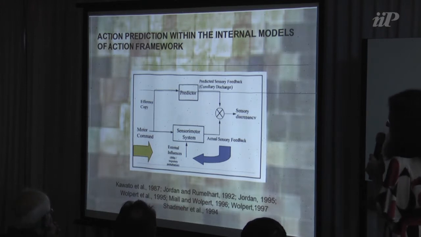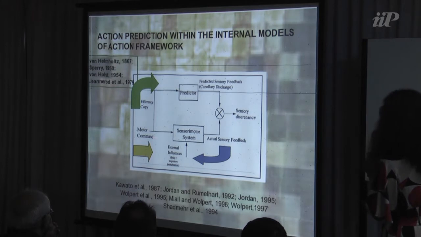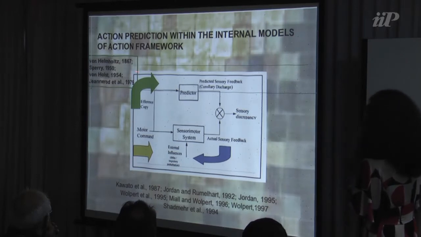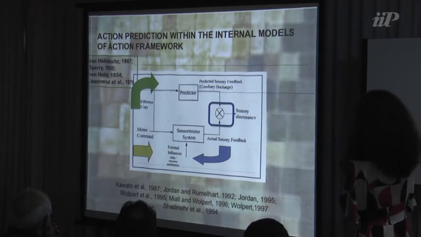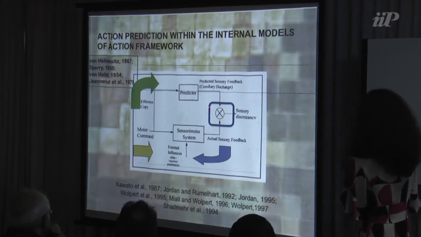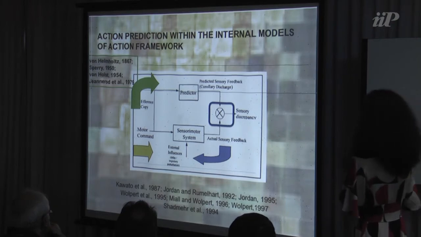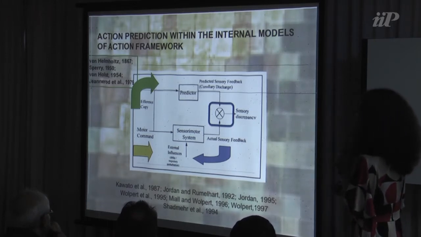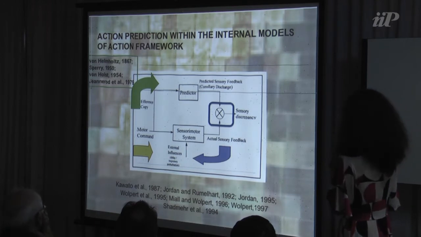And each time you do this, you produce what we call an afferent copy, which is an ancient concept, in fact, which has been modernized by these people here. And this afferent copy, which we can also call a predictor, would be compared with the produced movement and the actual sensory feedback produced by the movement. And this sensory discrepancy should be taken into consideration for the next movement to occur. And this would be a basis for motor learning within this framework.